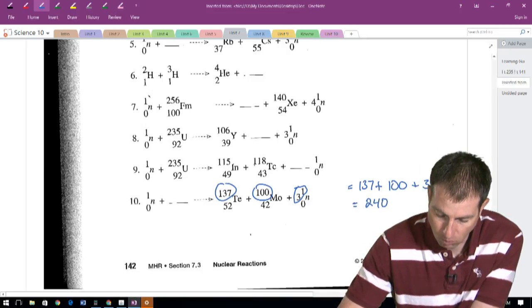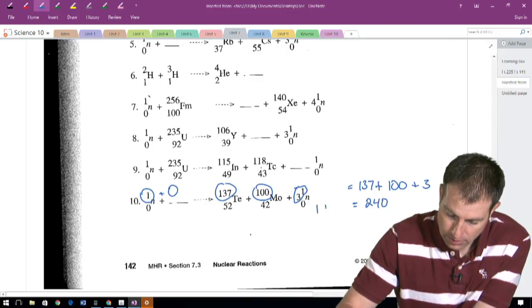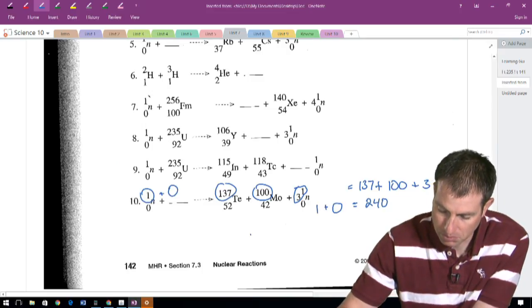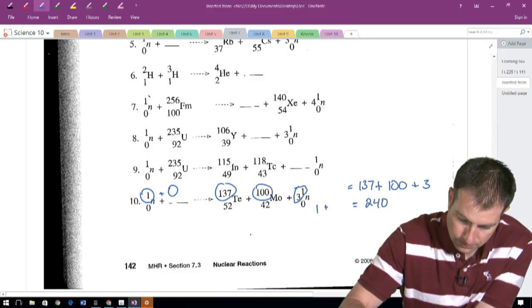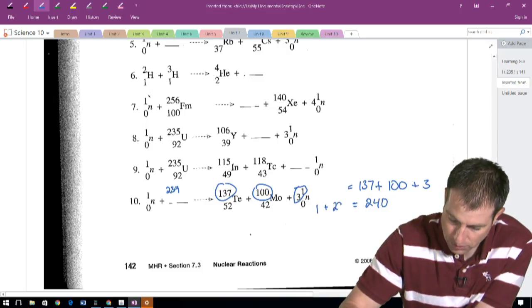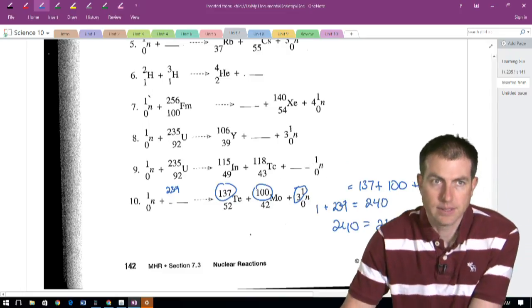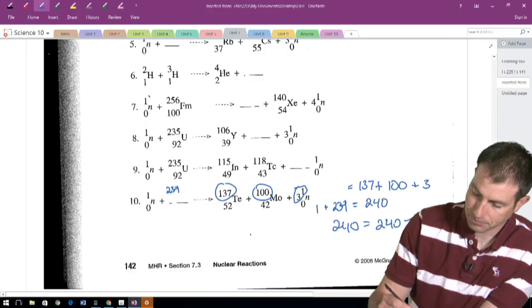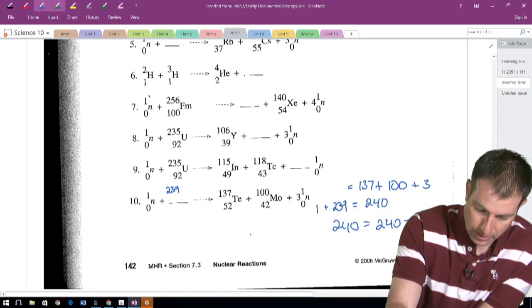On my left side I have 1 from here plus something. So that something should be 239, because 1 plus 239 is 240, and that is equal to 240. So my sides equal out. All right, so that's the top. Let's deal with the bottom now.